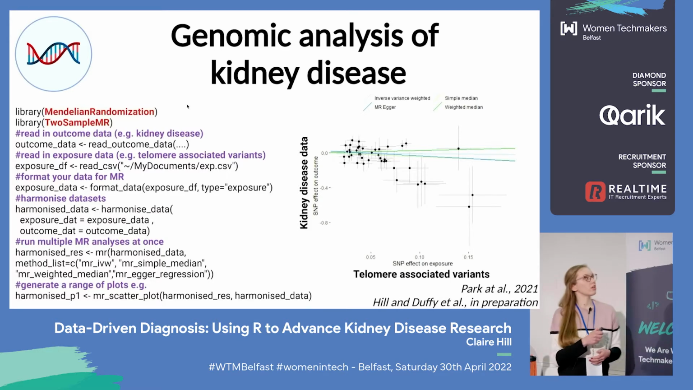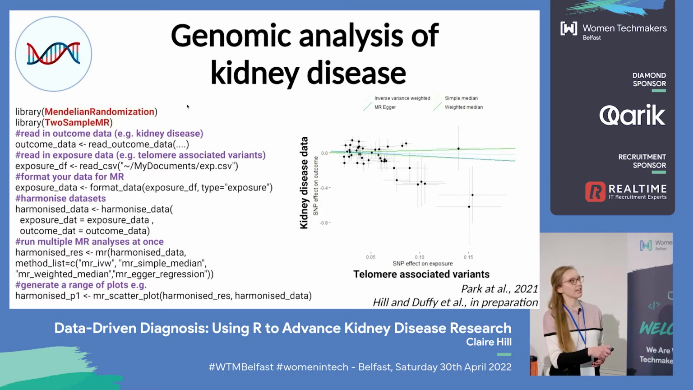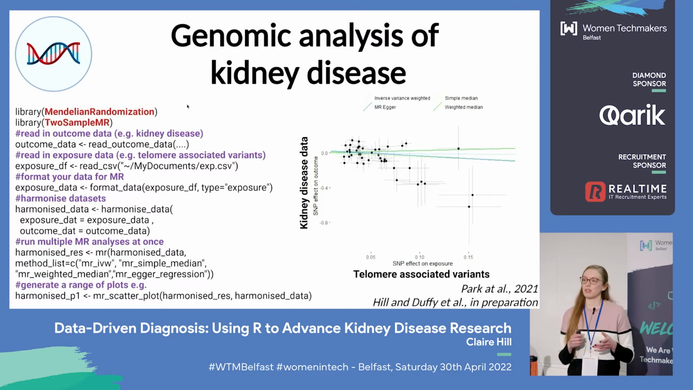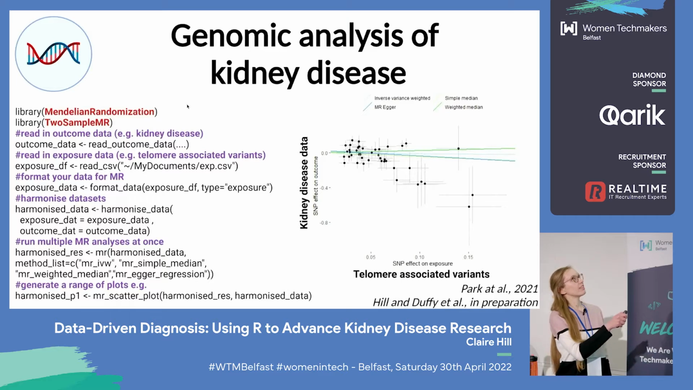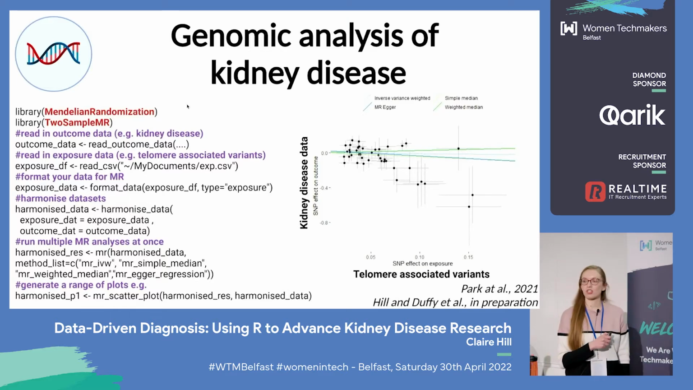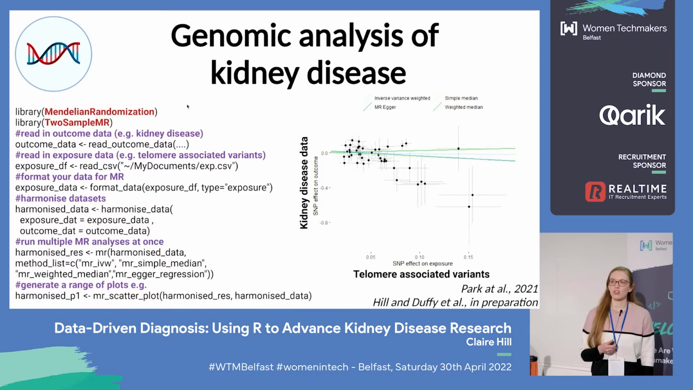So what we can do is identify genetic variants that we know to be associated with telomere shortening, and then we can correlate these with how these variants are associated with kidney disease. And I've had a little bit of an extract here of some R code that we use to do this, and it's a technique called Mendelian Randomisation.